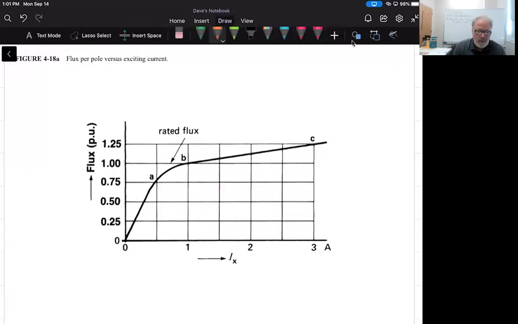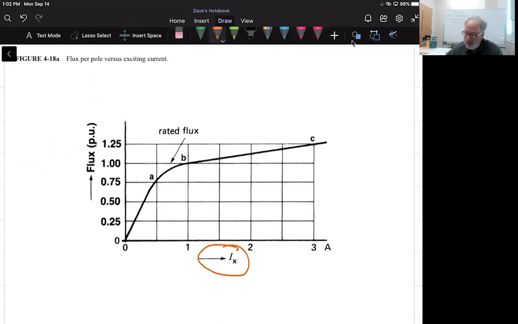Here is figure 418, and you can see the title of it is Flux per Pole versus Exciting Current. So what we have on the x-axis is excitation current that we supply to create magnetic flux. And when we first started talking about per unit in chapter 1, I told you that we would see that more and more the further we go into the text. Well, here it is, right?